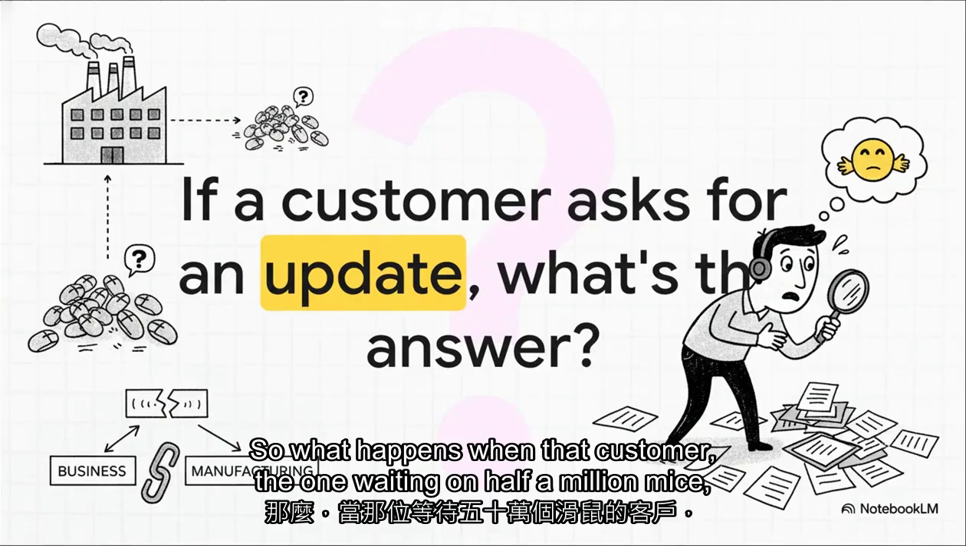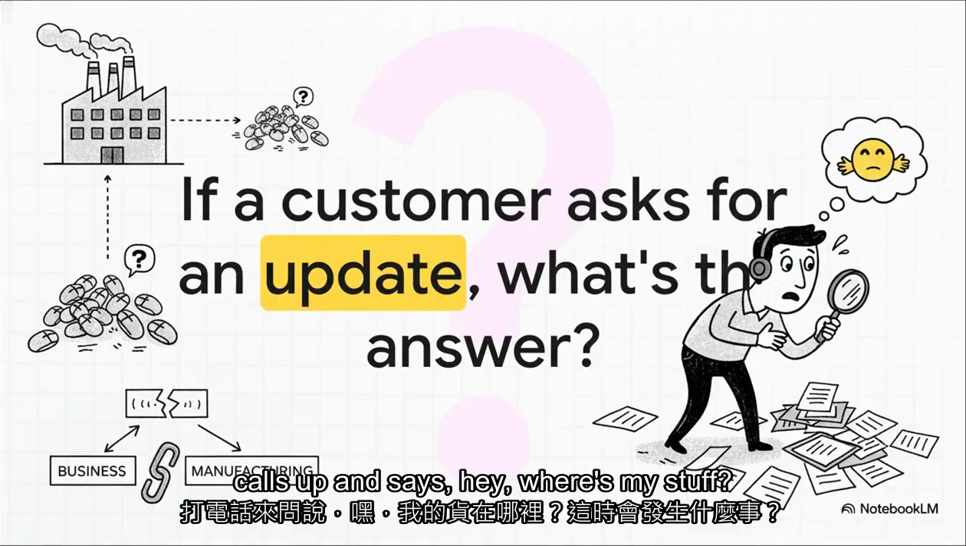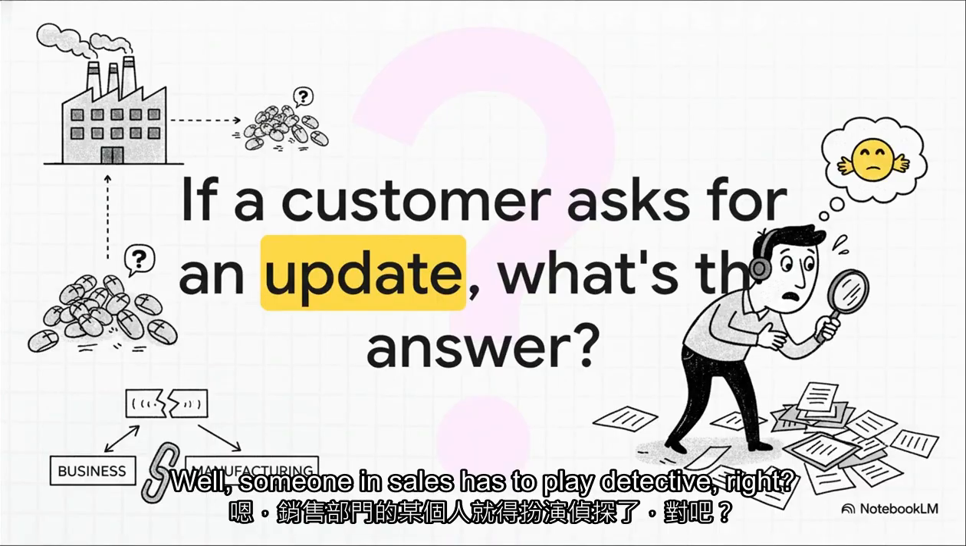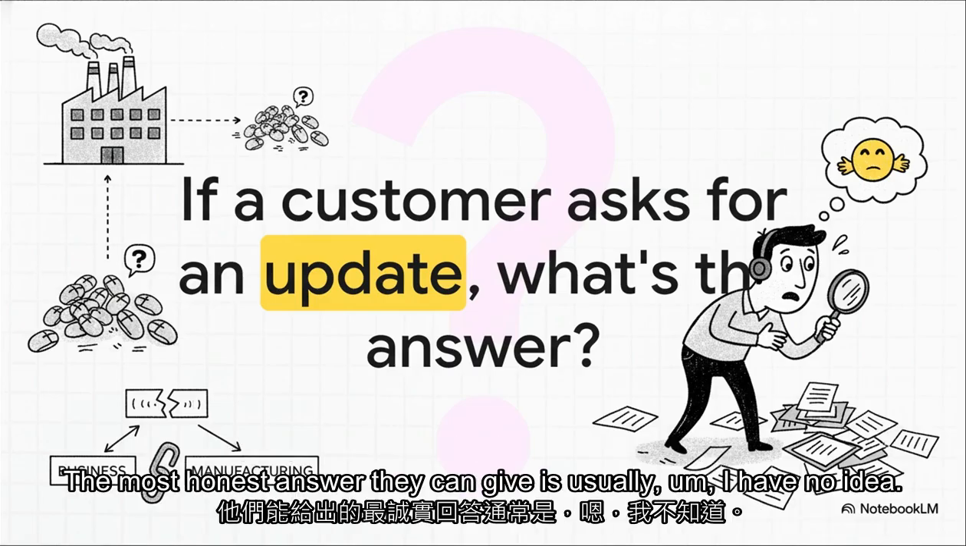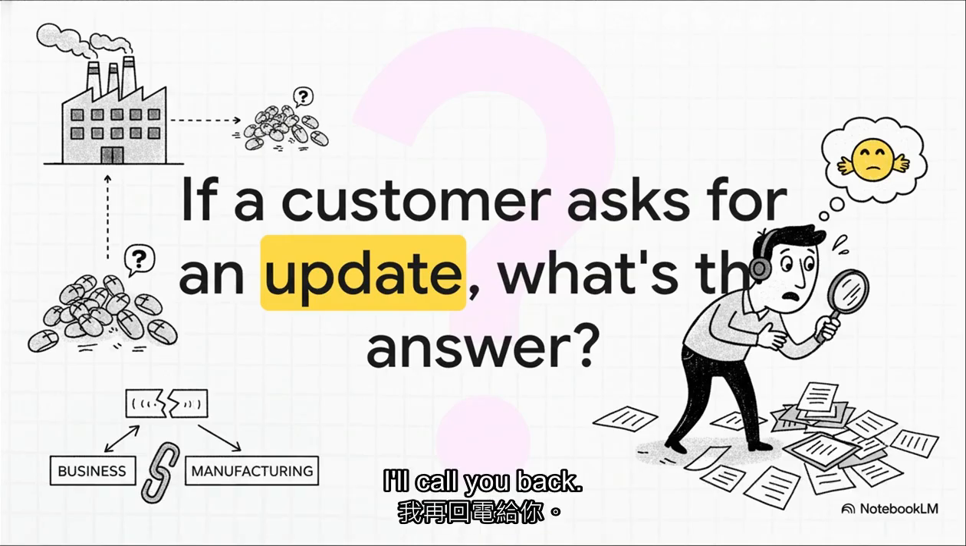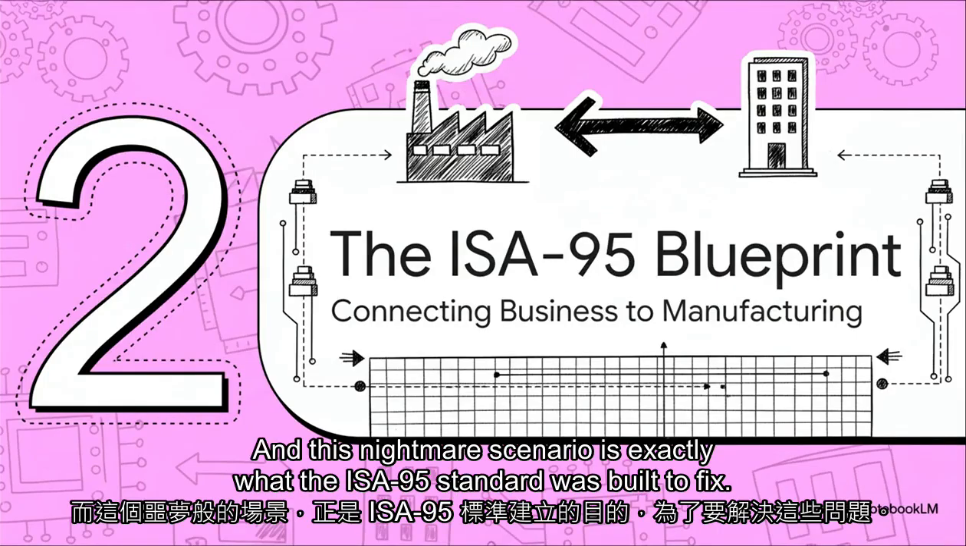So what happens when that customer, the one waiting on 500,000 mice, calls up and says, "Hey, where's my stuff?" Well, someone in sales has to play detective, right? They've got to hunt for that one piece of paper somewhere on a huge, chaotic factory floor. The most honest answer they can give is usually, "I have no idea. I'll call you back." And this nightmare scenario is exactly what the ISA 95 standard was built to fix.